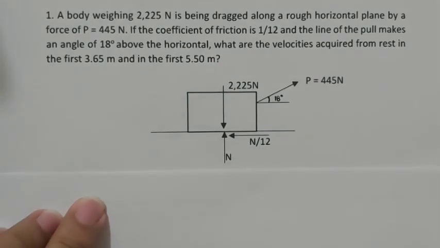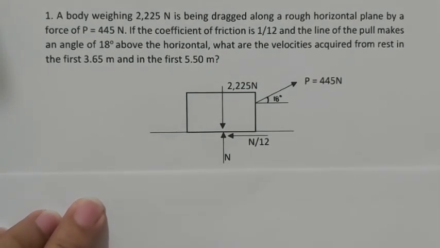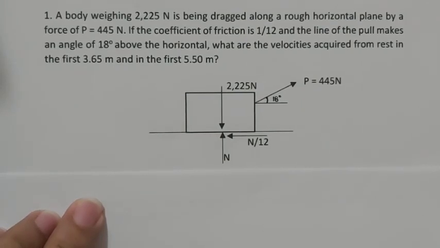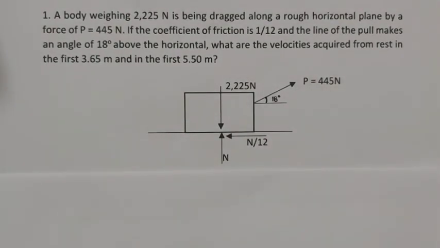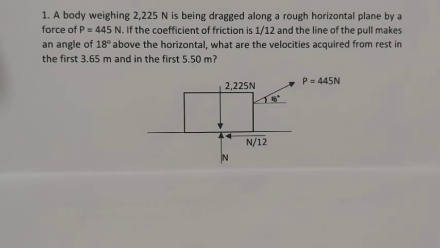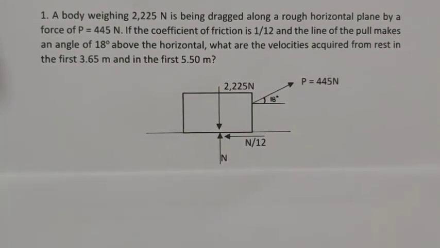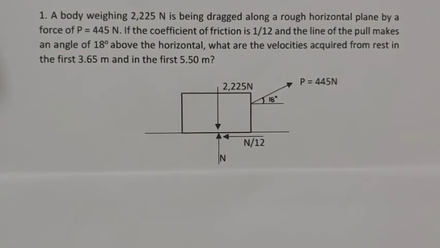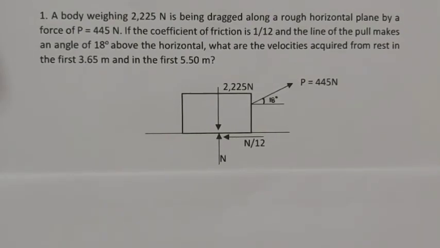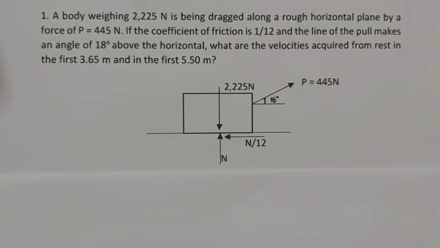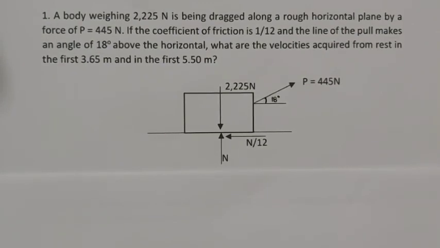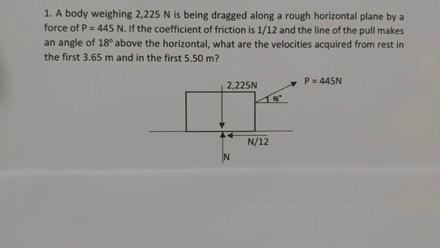A body weighing 2,225 Newton is being dragged along a rough horizontal plane by a force of P equal to 445 Newton. If the coefficient of friction is 1/12 and the line of the pull makes an angle of 18 degrees above the horizontal, what are the velocities acquired from rest in the first 3.65 meters and in the first 5.50 meters?